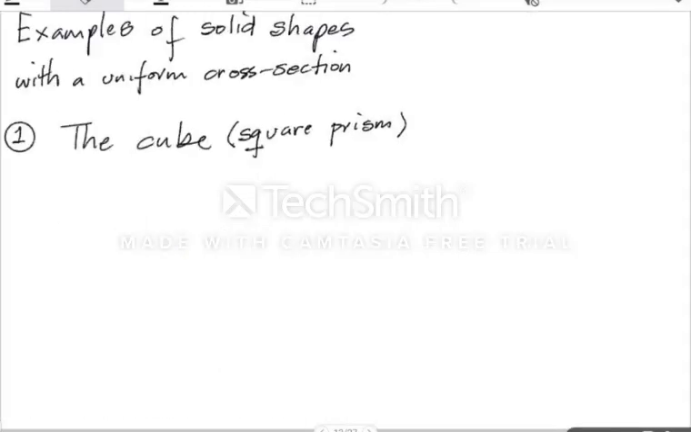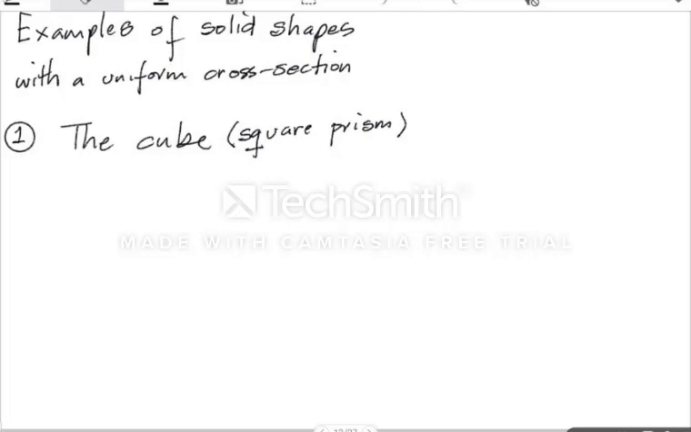All right. Let's have a look at examples of solid shapes with a uniform cross section, and see if we can understand exactly why these are solid shapes with a uniform cross section. The first one we want to look at is the cube. When you think about a cube, we can think about a die, or Jamaicans normally say dice. All right, but let me try and sketch an example.